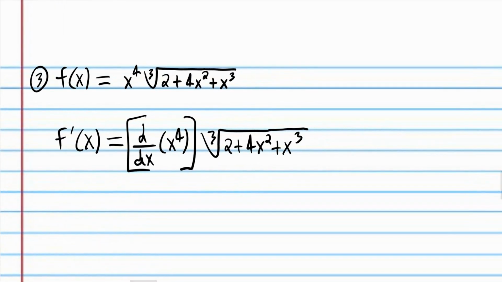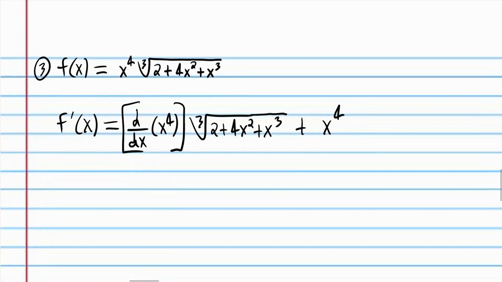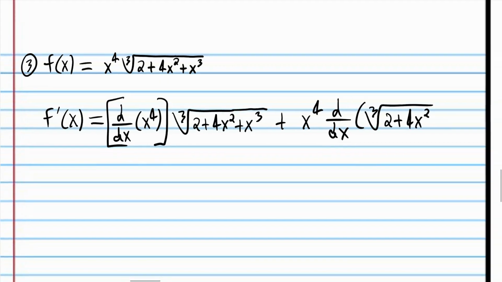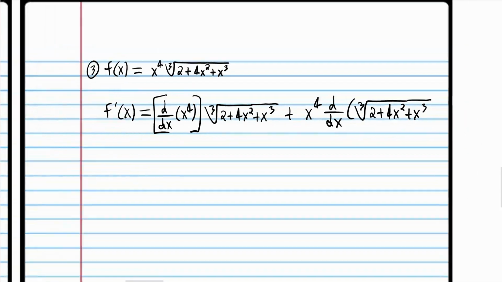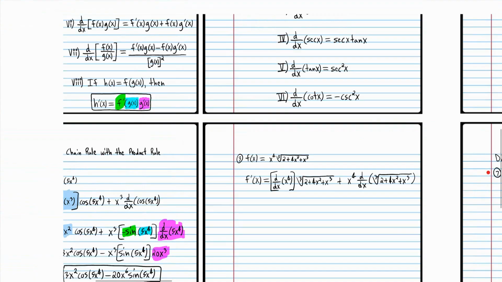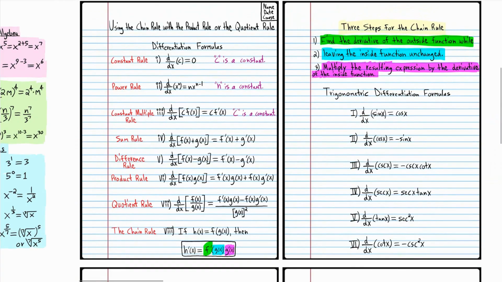And then we add the first expression in the product multiplied by the derivative of the second expression in the product. Now again, you should have these rules right in front of you, these differentiation rules. If you don't have them, you can take a picture. They're right there.